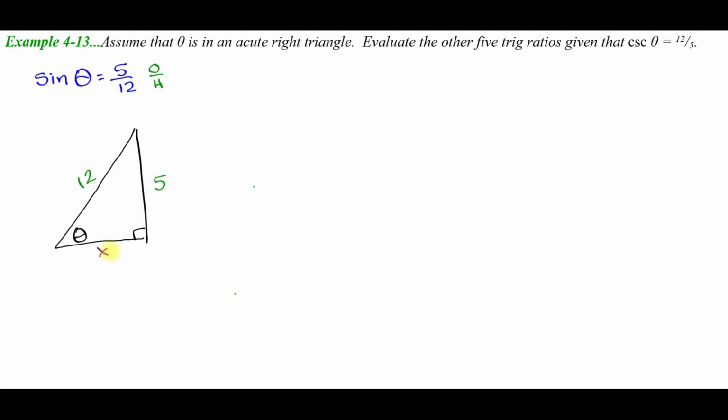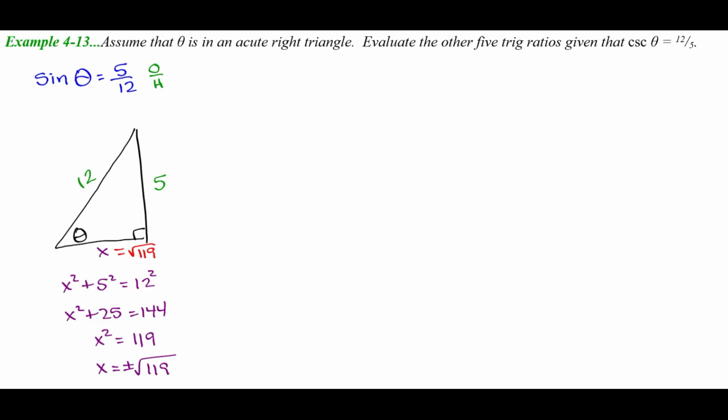And then again, we're going to use the Pythagorean theorem to find that missing side. So we have x squared plus 5 squared equals 12 squared. So here we end up with x is plus or minus the square root of 119. Again, we're going to choose the positive because it's the side of a triangle, so I know it's positive. Radical 119 does not simplify, so we're just going to leave it in that radical form.